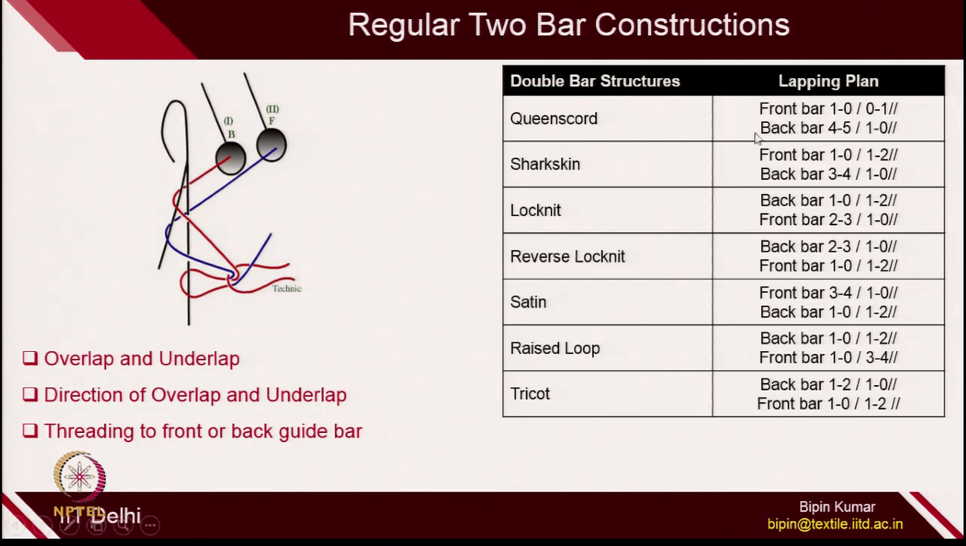If you see the direction of the raised loop, if you see 1012 1034 and if you see the direction of the raised loop in Sharkskin, they are the same, only the back bar direction has been changed. So, in the front bar 1034, and if you see the Satin here it has opposite directions. Because of that these two structures have different properties.